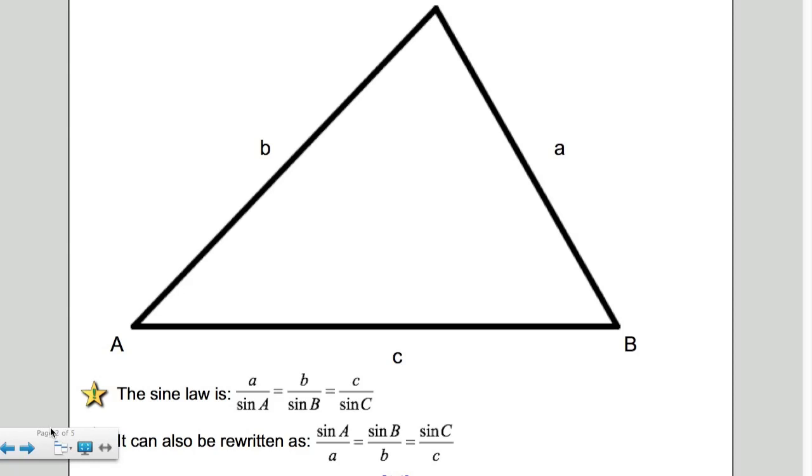Okay, everybody got that down? Could have memorized it by now.